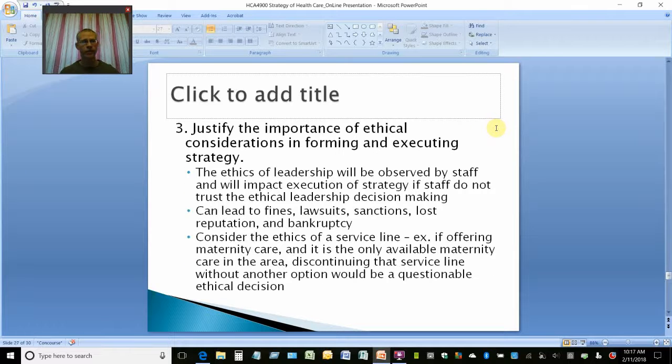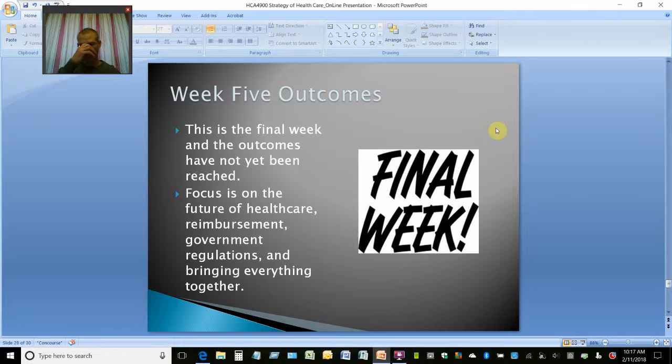Justify the importance of ethical considerations. The ethics of the leader is going to be observed by staff. It can lead to fines, lawsuits, sanctions, lost reputation, bankruptcy, all poor things by making unethical decisions. And consider a service line. If offering maternity and you're the only one offering maternity in the area, discontinuing that service without another option is certainly an unethical decision. Week 5 outcomes we haven't reached.